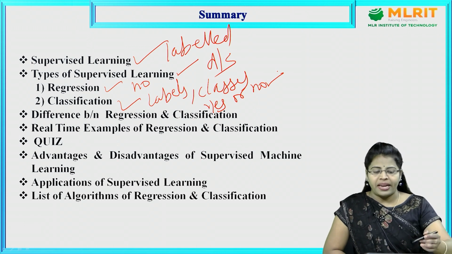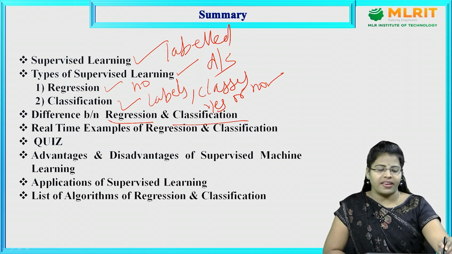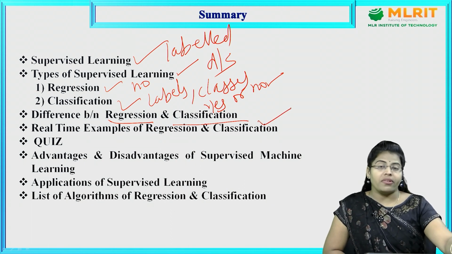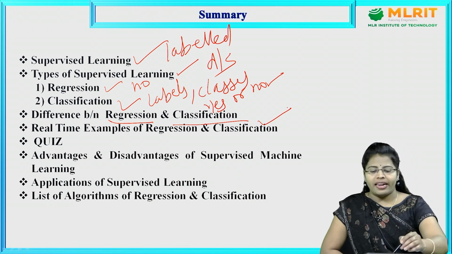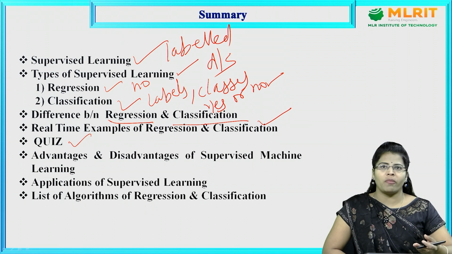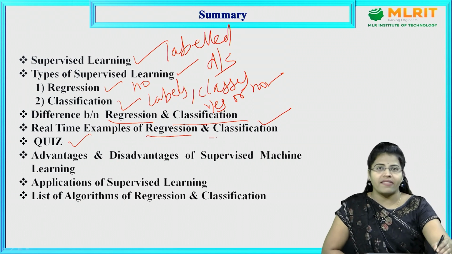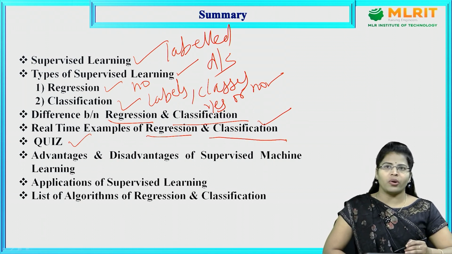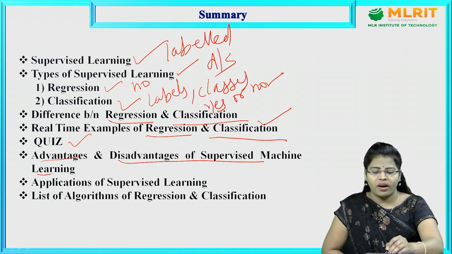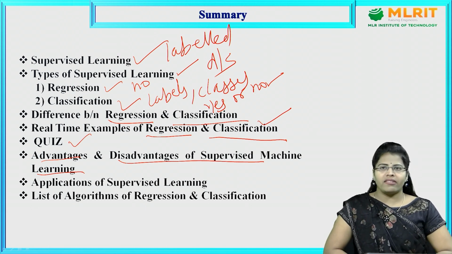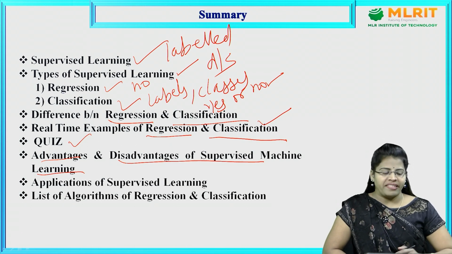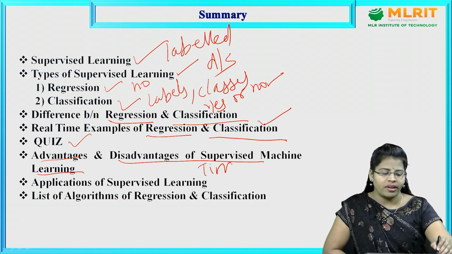And I have explained the difference between regression and classification with some examples and real-time examples of regression and classification. And I have given you a quiz to test which type of problems come under regression or classification. You need to mention the answer in the comment section. And what are the advantages and disadvantages of supervised learning? Advantages: we are going to use a labeled data set, so based on that, it is going to predict the output. Disadvantage is that it takes more time.